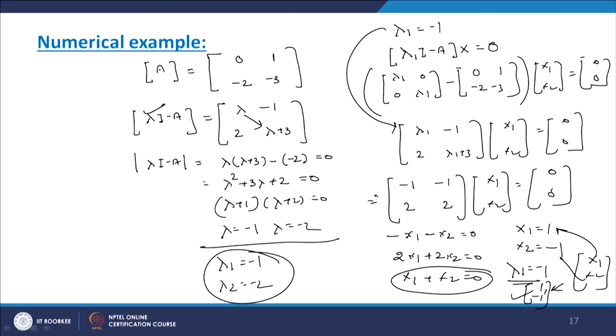So how do we determine it? For that purpose I am taking the same example. See here, for lambda 1 equals minus 1, we have got this equation, and after that we solve. So what are we doing?